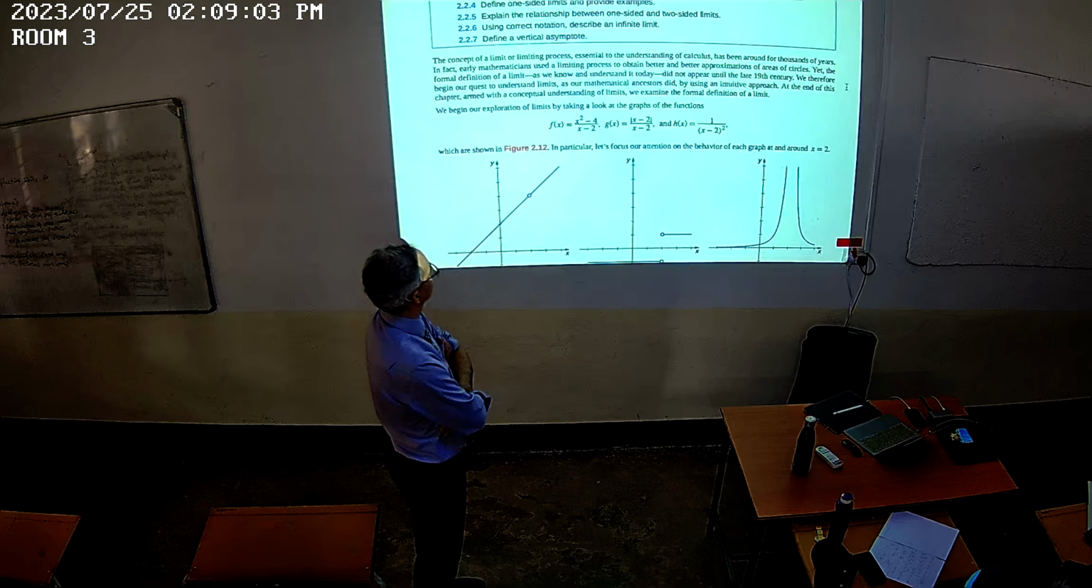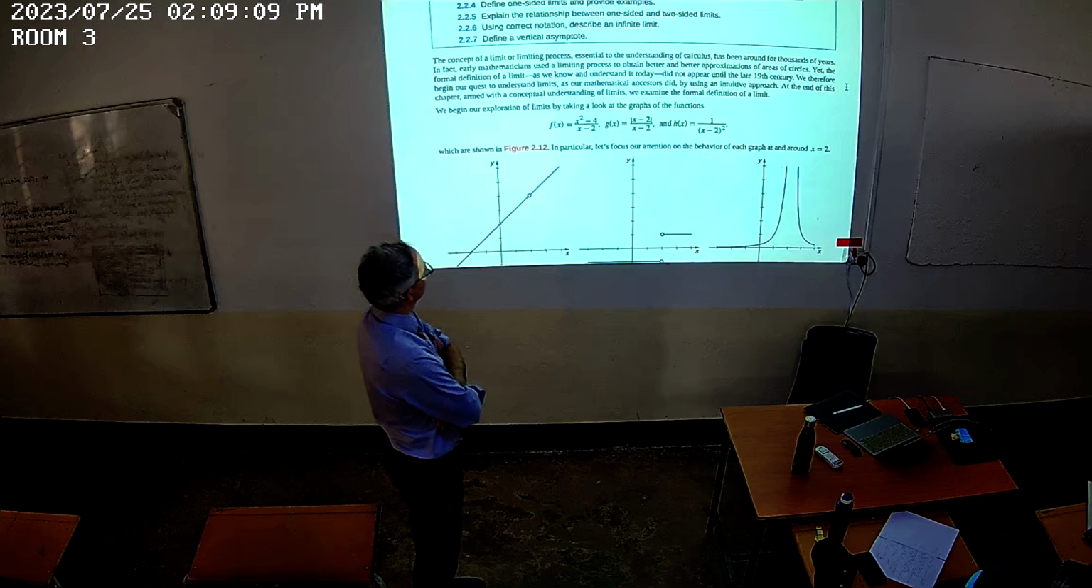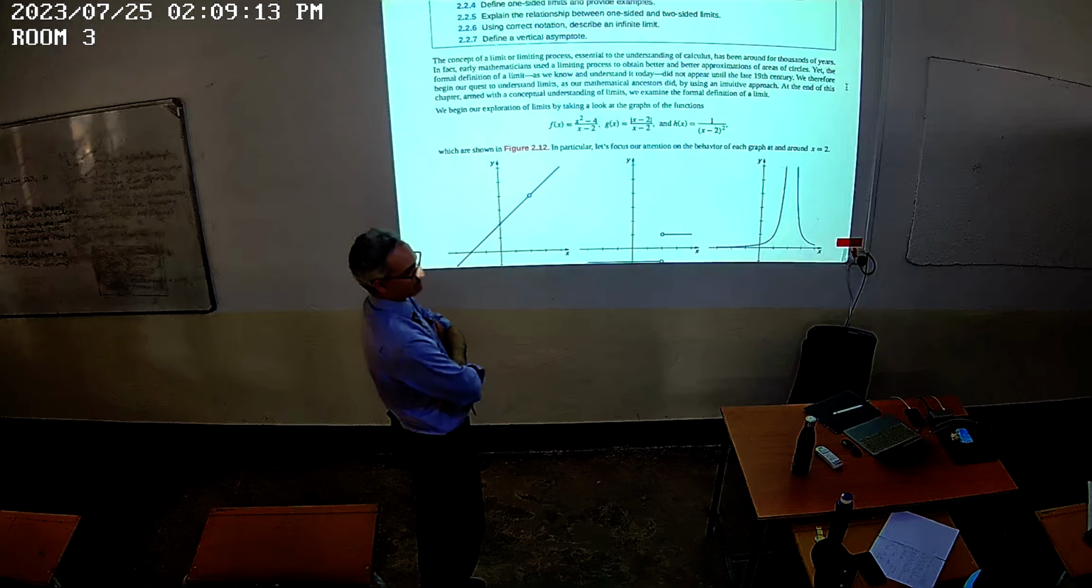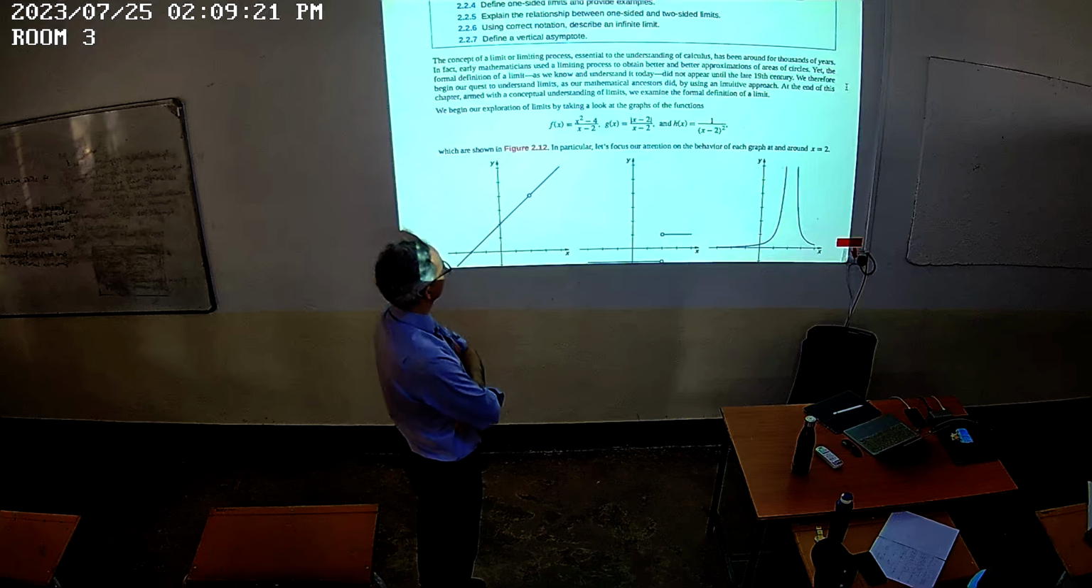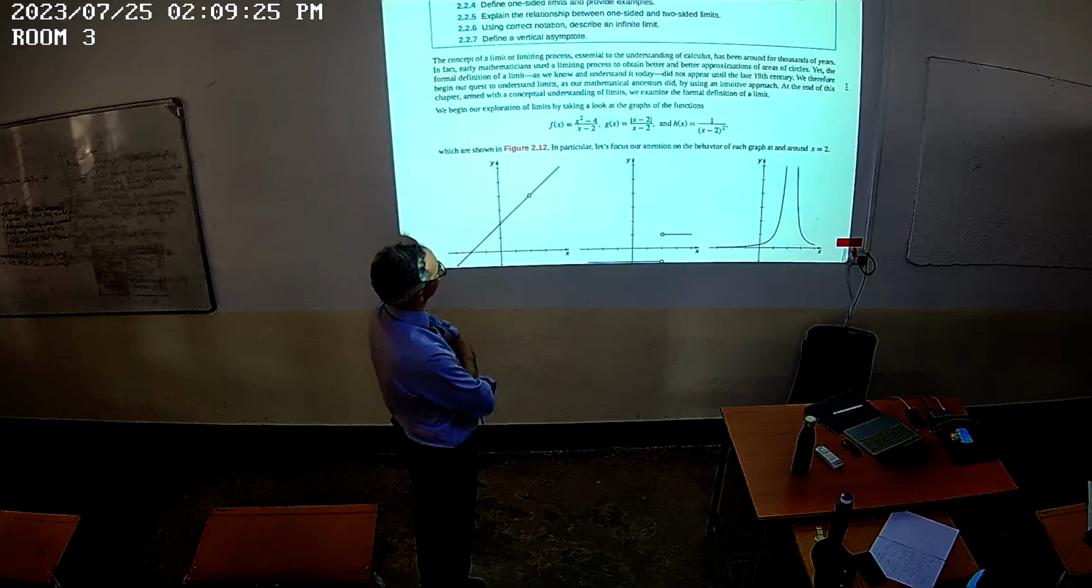We begin our exploration of limits by taking a look at the graphs of the functions. f of x is equal to x squared minus 4 divided by x minus 2. Then g of x is equal to the absolute value of x minus 2 divided by x minus 2.